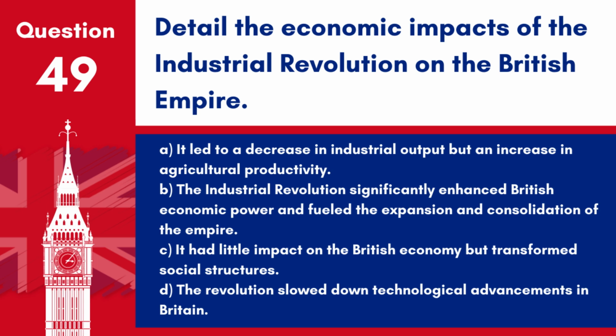Question 49. Detail the economic impacts of the Industrial Revolution on the British Empire. A. It led to a decrease in industrial output, but an increase in agricultural productivity. B. The Industrial Revolution significantly enhanced British economic power and fueled the expansion and consolidation of the empire. C. It had little impact on the British economy, but transformed social structures. D. The revolution slowed down technological advancements in Britain.